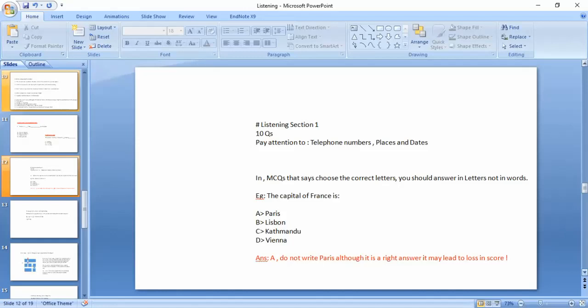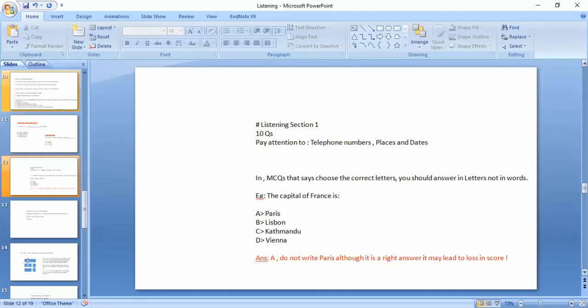So in MCQs, if it says choose the correct letters, you should choose the answers in letters and not in words. For example, here the question says the capital of France is, and the options are A, Paris, B, Lisbon, C, Kathmandu, and D, Vienna. As per the instructions, we have to choose the letters, and the correct letter will be what? A, that is Paris.